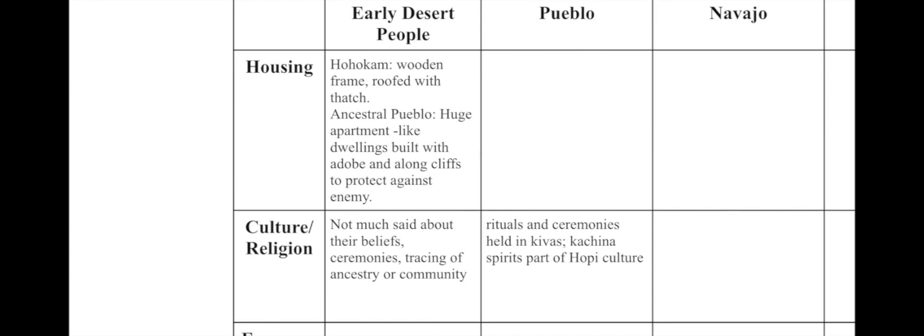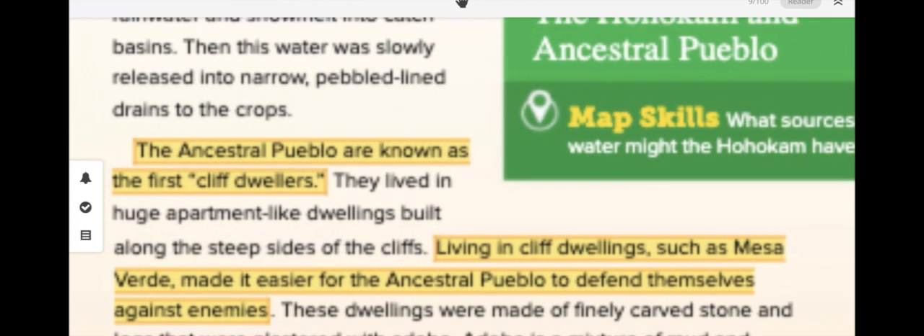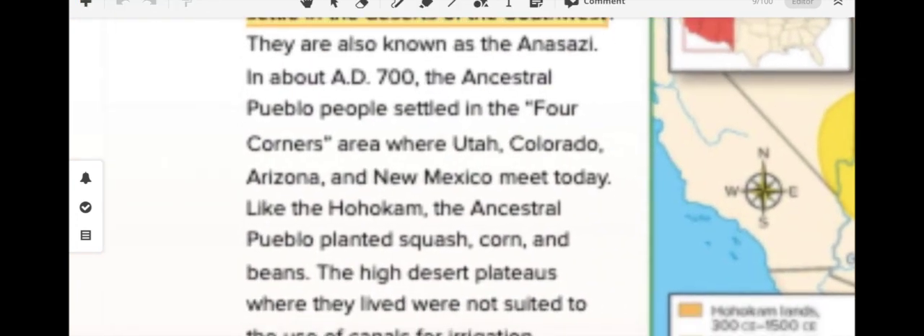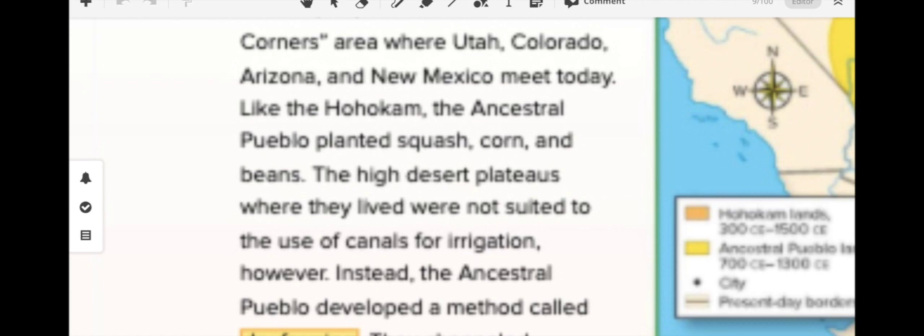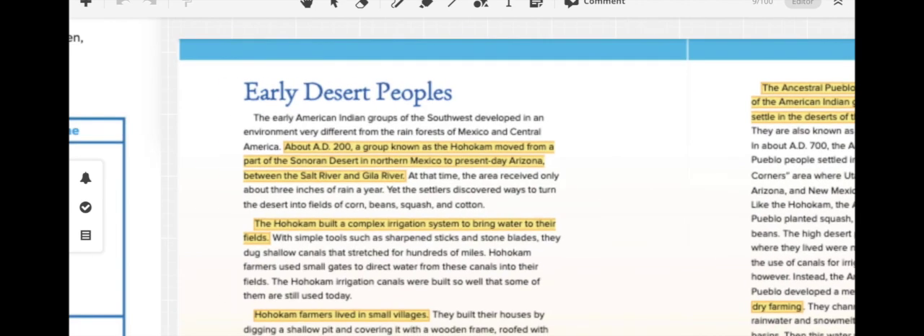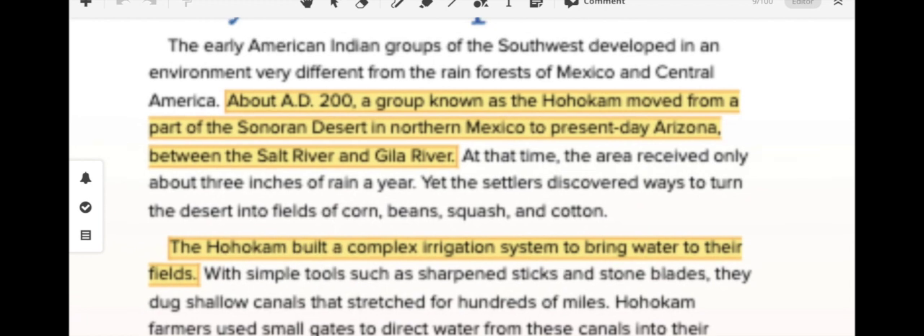Now the economy. The economy talks about what they spent, how they did, what they grew, those kinds of things. If we look back, we know that both of them did some farming. They lived where it was not suited for canals for irrigation, so instead the ancestral Pueblo grew squash, corn, and beans. We also have here corn, beans, squash, and cotton. So that's part of their economy. We also learned that they farmed crops such as corn, beans, squash, and cotton, and made clothes, baskets, pottery, and turquoise jewelry, with long distance trade for shells. We learned all about this in their economy. So again, this is just an example of what you're going to be doing.